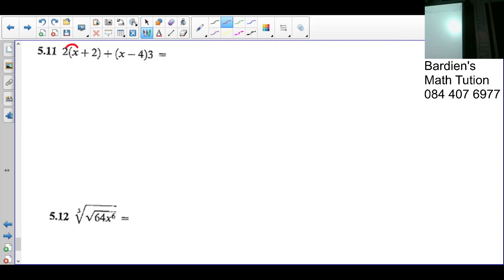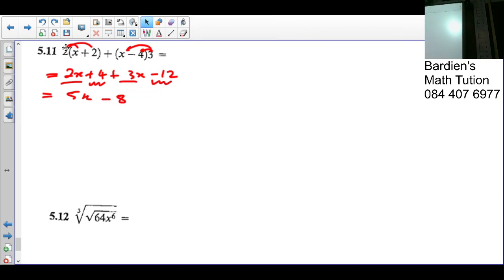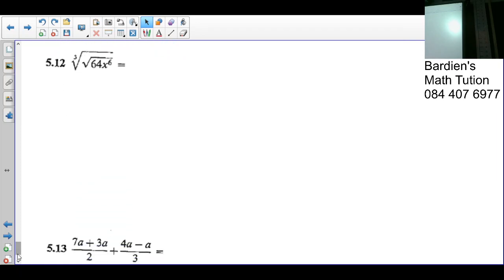So we multiply out. You all agree that x minus 4 is being multiplied by 3. Yes, sir. So 2 times x is 2x plus, 3x minus 12. So it's going to give you 5x. 4 minus 12 is negative 8. All okay with that? Yes, sir. The next one, 5.12. You got this in your last exam, not so?